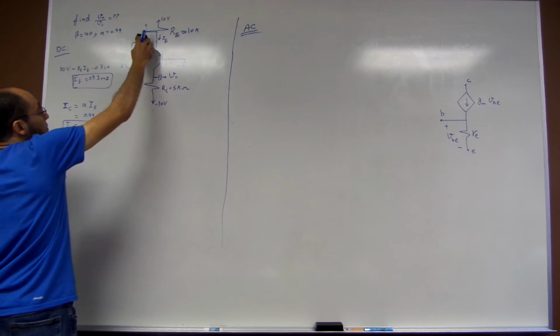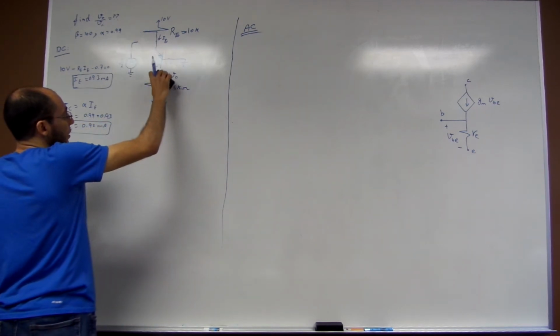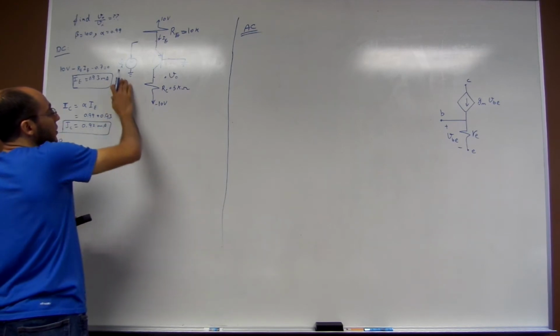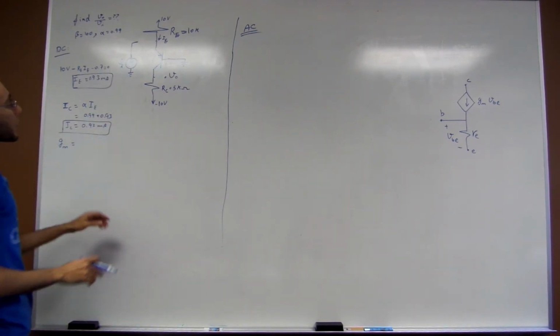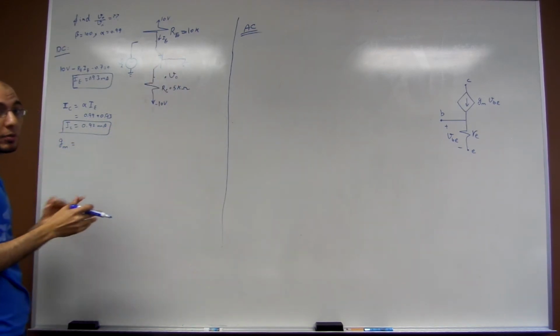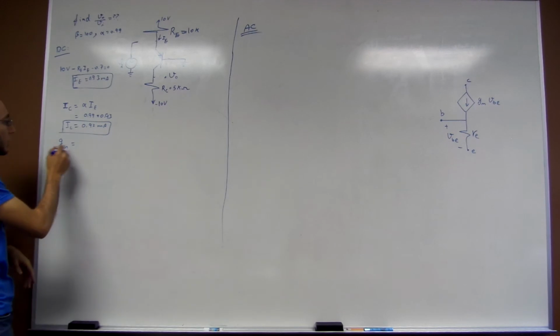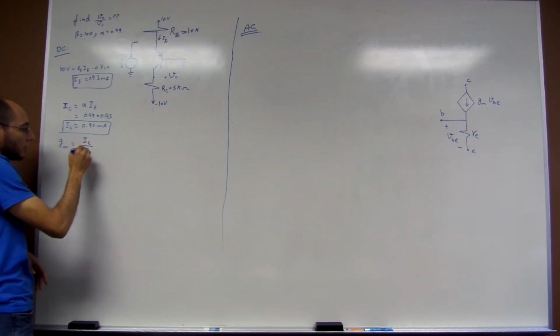The DC equivalent circuit means you disconnect the capacitor, okay, and disconnect the input source. And if you want to calculate the value of IE or IC or IB, we basically want GM, right? GM is equal to IC over VT.